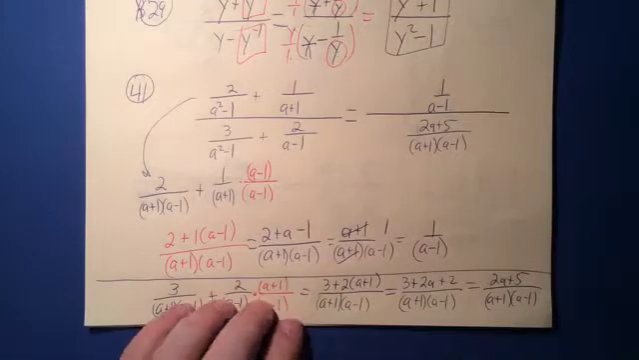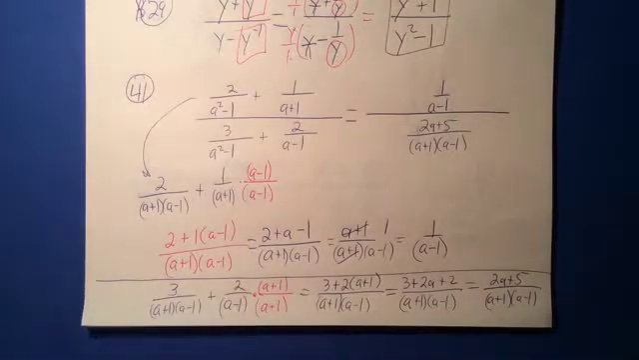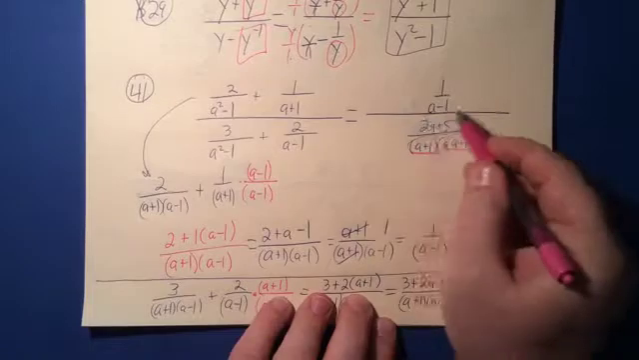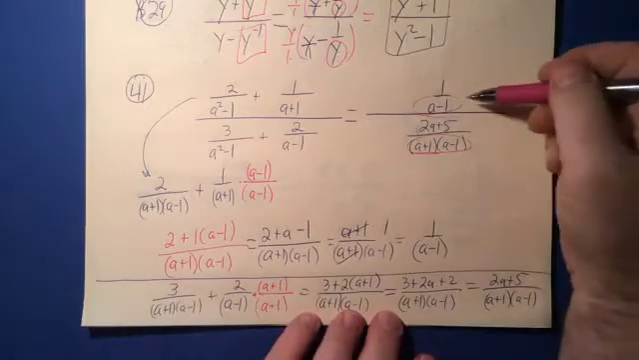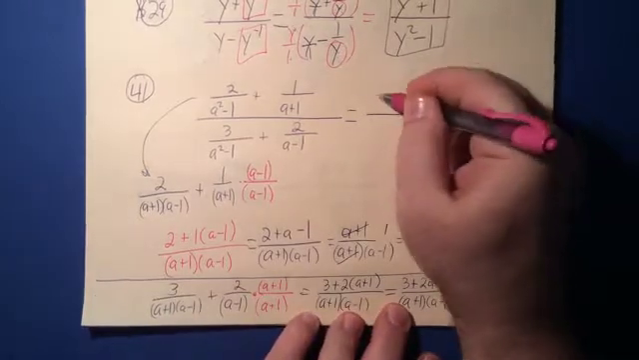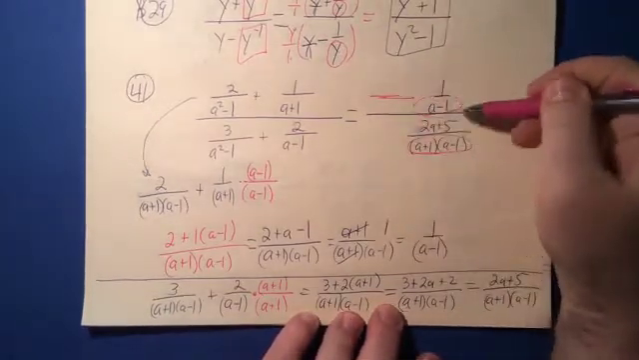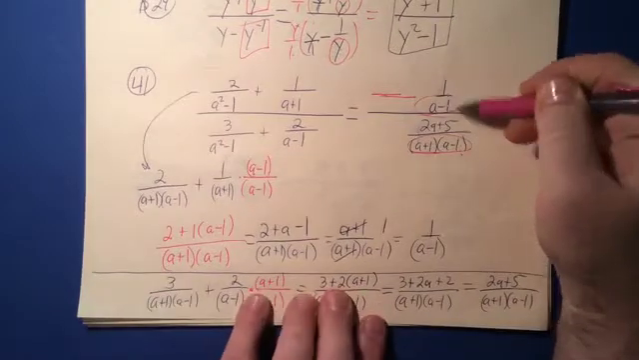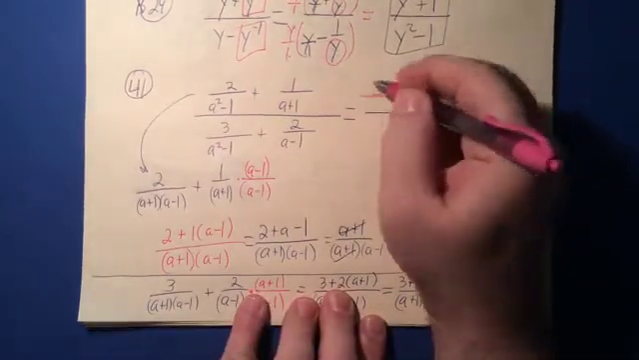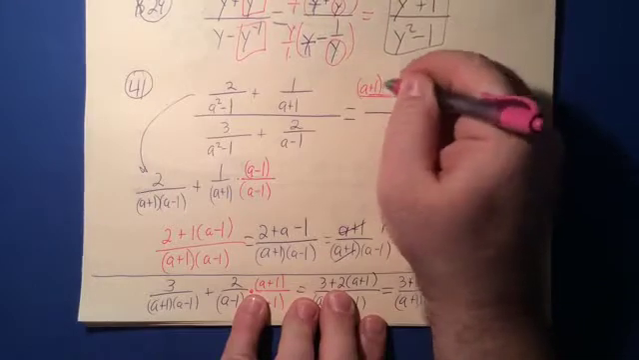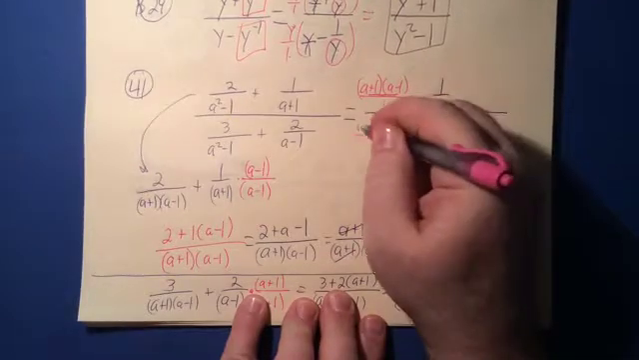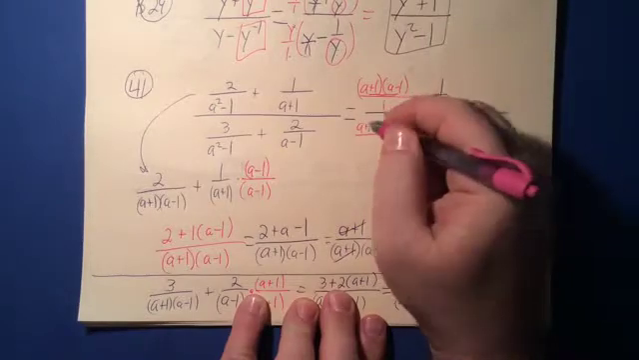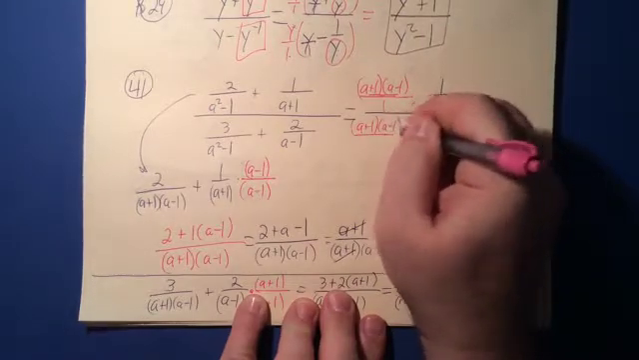So as we look at this now, I'm going to need to get rid of the denominators here and here. So what am I going to multiply the top and bottom by, in both these cases? By the least common multiple of these, which is going to be a plus 1 times a minus 1 over 1, and a plus 1 times a minus 1 over 1.